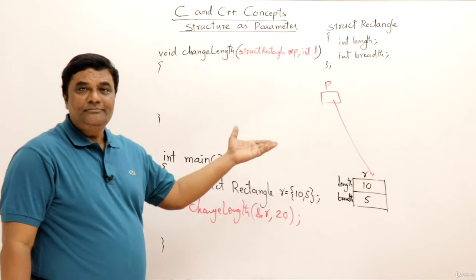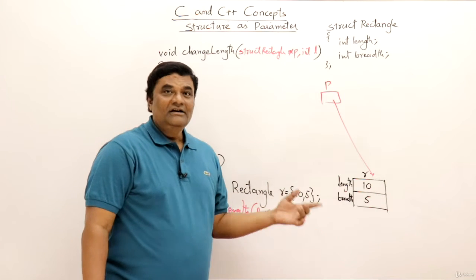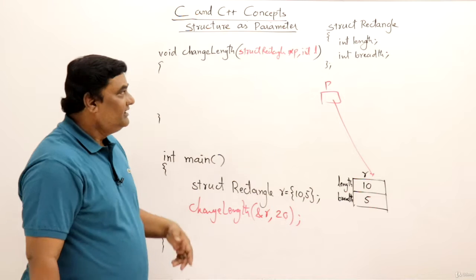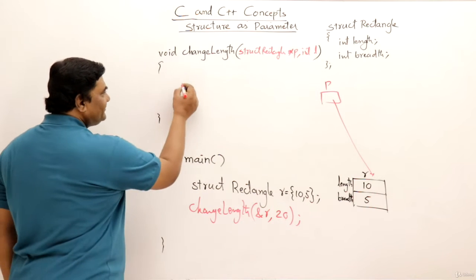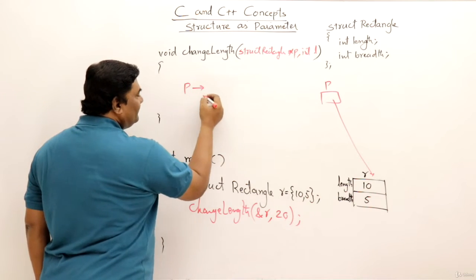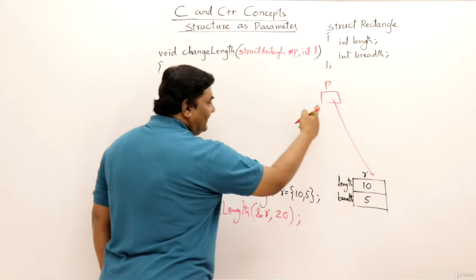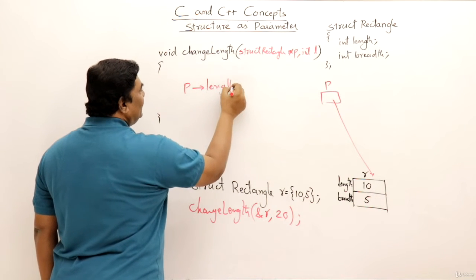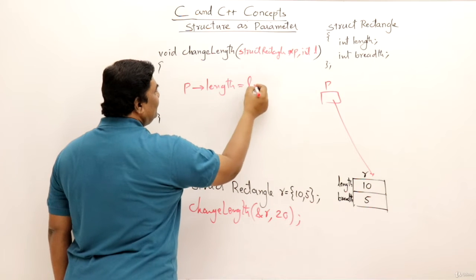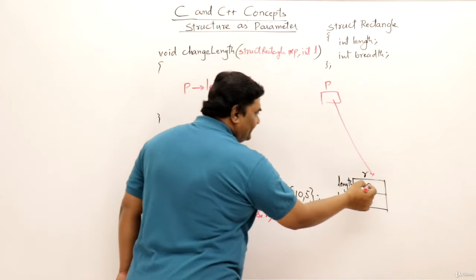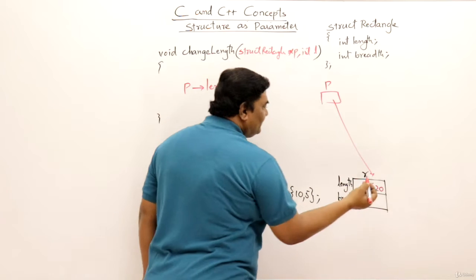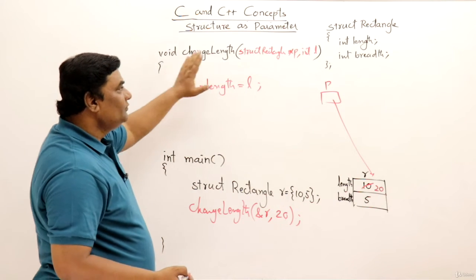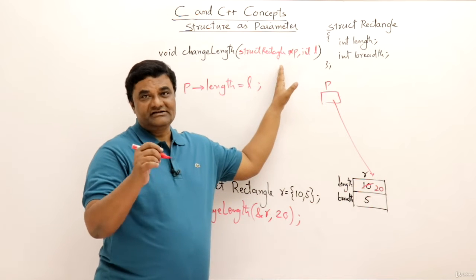Now we have already learned pointer to a structure. So now you can see that a pointer to a structure is useful in parameter passing also. I want to modify that length. So say P arrow, because for accessing this member indirectly using a pointer, we have to use the arrow. P arrow length assign L. So this length will be modified to 20. That's it. This is how we can use call by address for the structure.